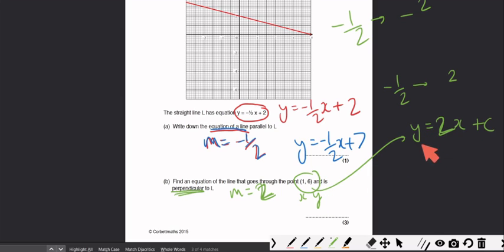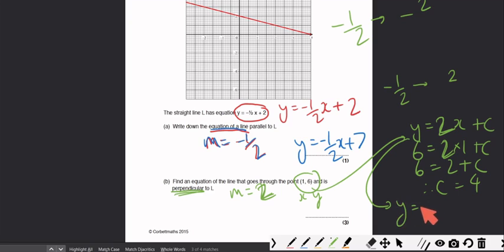So y is 6, 2 is there, and x is, what does that say? 1. 2 times 1 is 2. Right, therefore c is equal to 4. So our equation of the perpendicular line is y is equal to 2x plus 4.